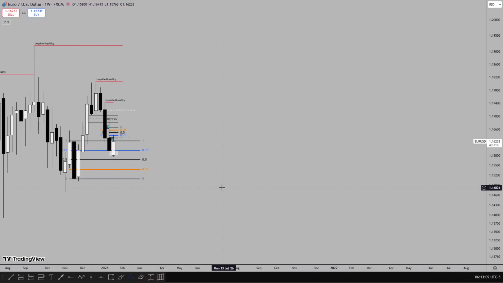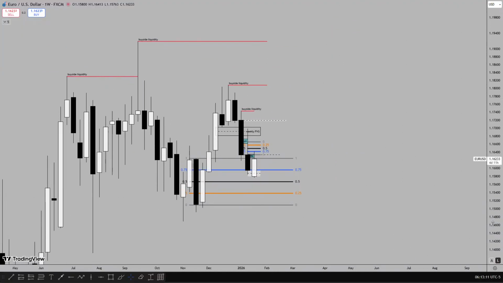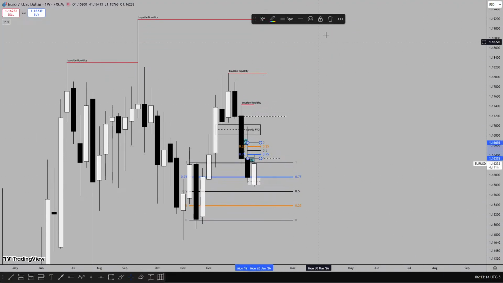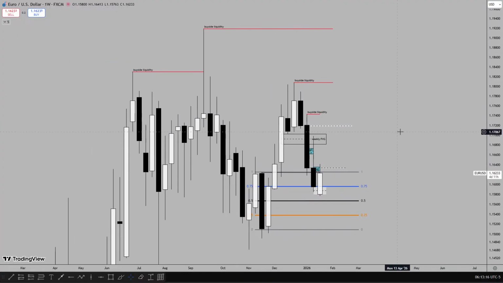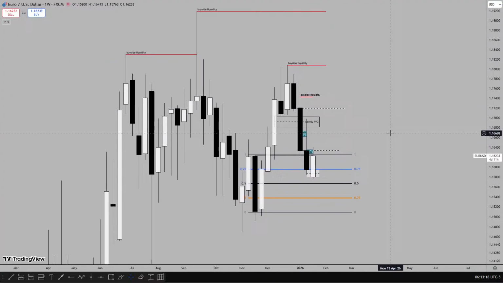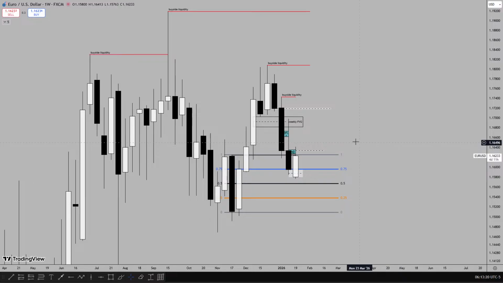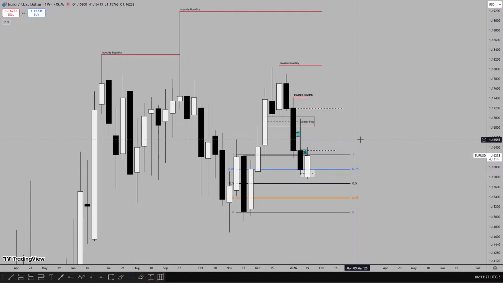On the weekly time frame on Euro USD, still the same bias as the dollar index, just in an inverse way. Looking at price to respect the daily order block as support to trade higher. Last week we were looking for higher prices.